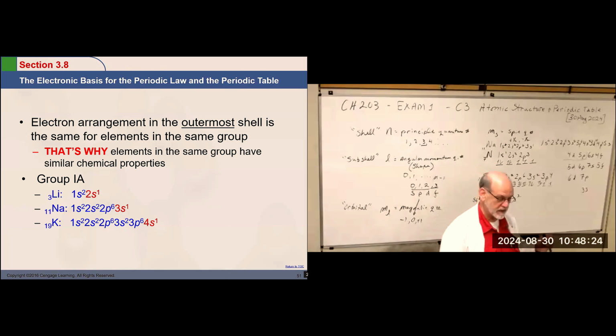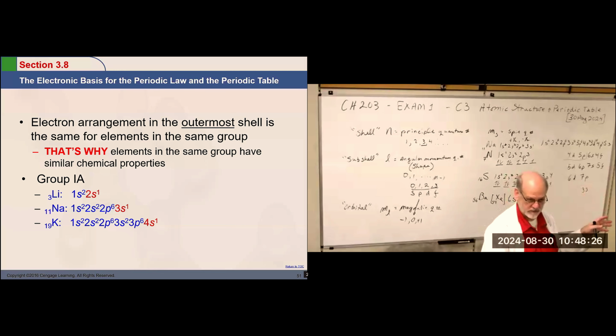And that's what the other elements are tending towards when they react. They're trying to reach the octet. At least that's the simplified version.